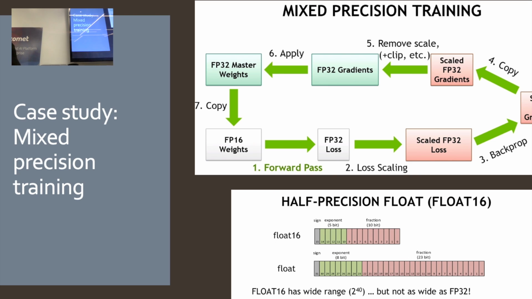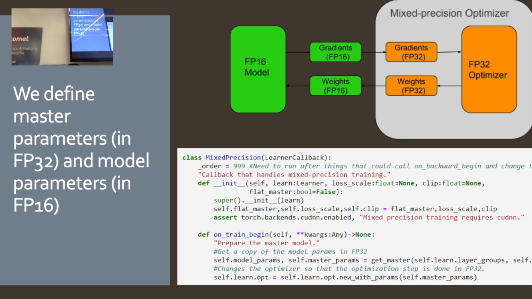precision. So, like I said, you need to have the model for evaluation and backpropagation that's going to be in half precision, and your optimizer needs to be in full precision, otherwise your update is not going to be precise enough and your training isn't going to converge.